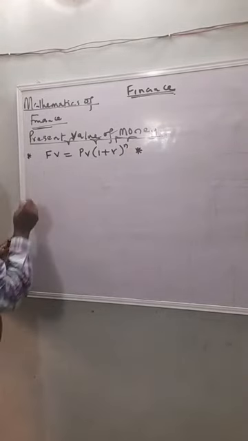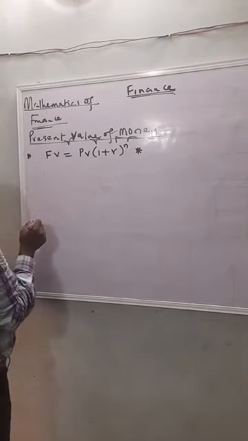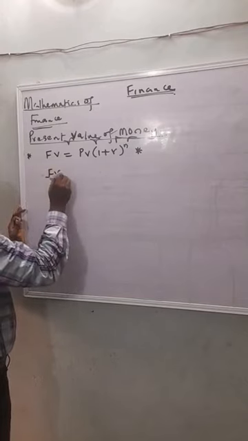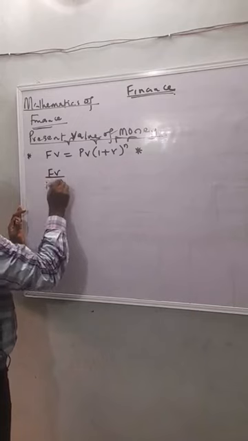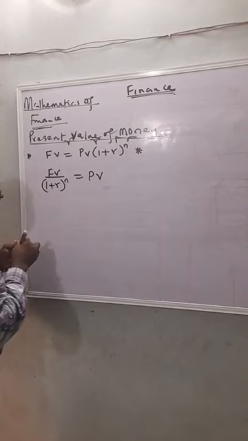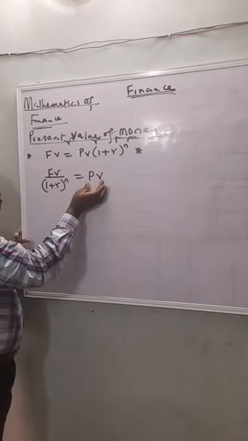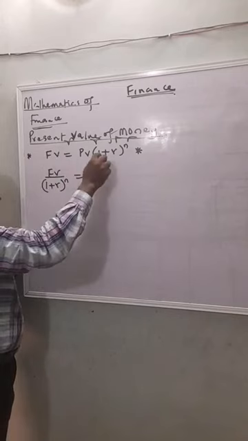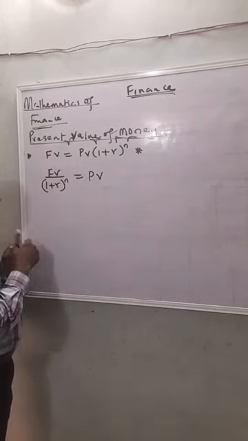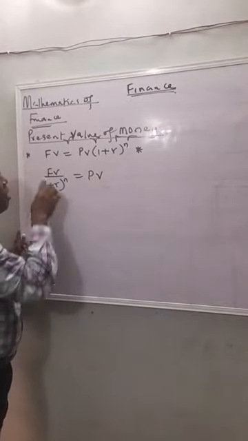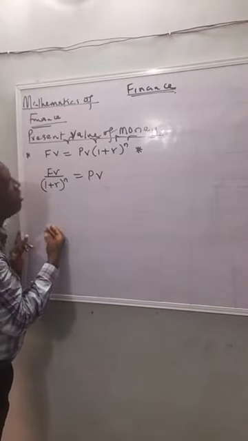For us to calculate the present value of money, we do what they call changing subject of formula by saying FV all over 1 plus r raised to power n equal to PV. In a simple language, for you to find present value of money, you discount the future value of money by putting 1 plus r raised to power n. Remember, r is the interest rate, the growth rate. FV is the future value of money, and so on.